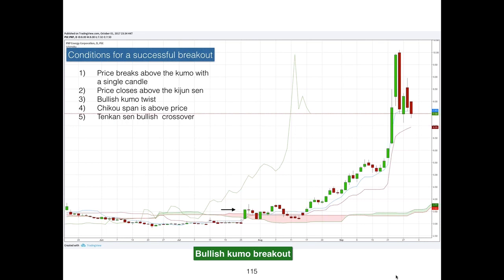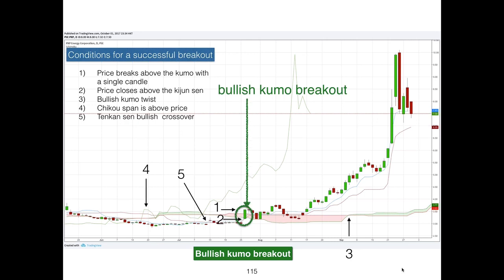Number 1, price breaks above the Kumo with a single candle. Number 2, price closes above the Kijun-sen. Number 3, there's a bullish Kumo twist in the future. Number 4, the Chikou Span is above the price. Number 5, there's a Tenkan-sen bullish crossover. So this is considered a bullish Kumo breakout because all these 5 elements are present.